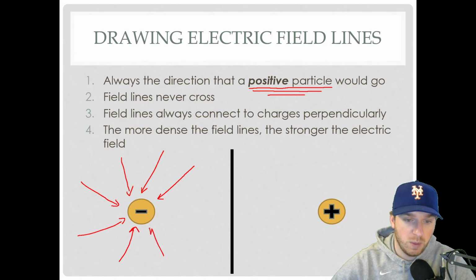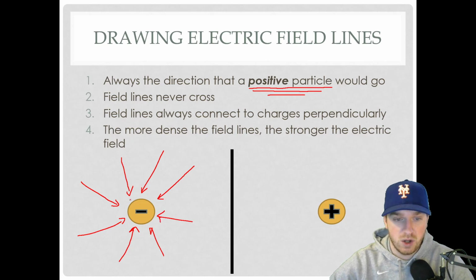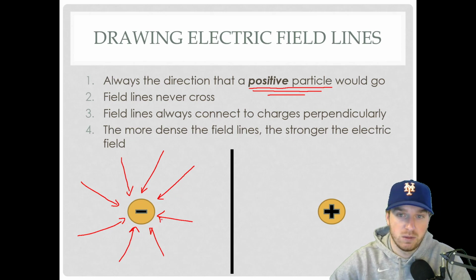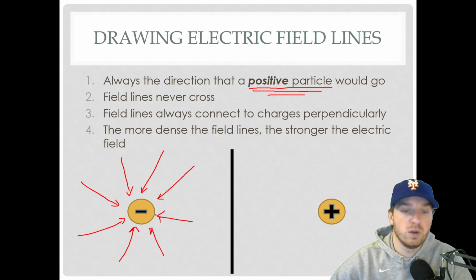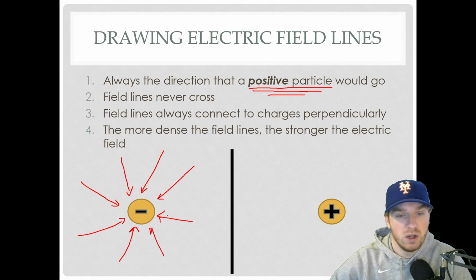Now they should all be perpendicular to it at this point right here, close to the charge. It's a little hard for me to draw with my mouse, but this is what the field lines look like around a negative charge. They're all pointing inwards because that's where a positive particle would go. None of my field lines cross. They all go to the charge perpendicularly.